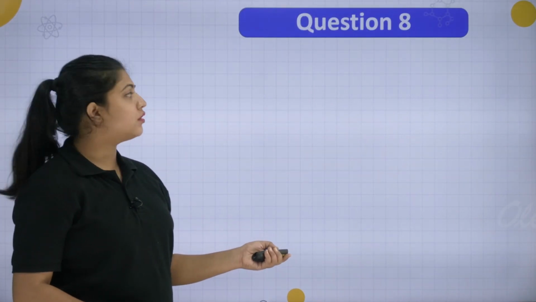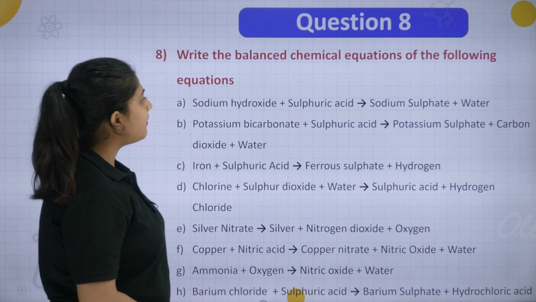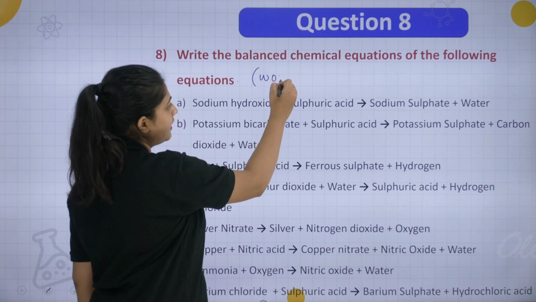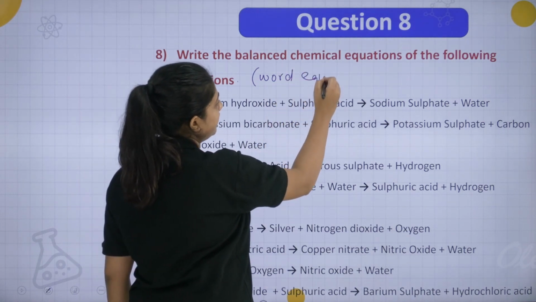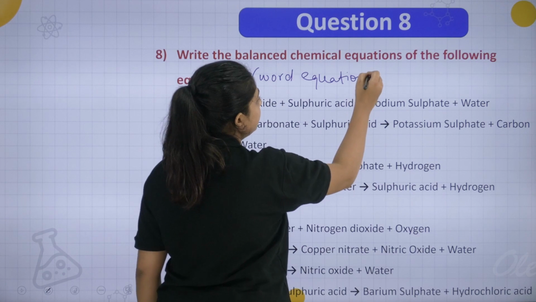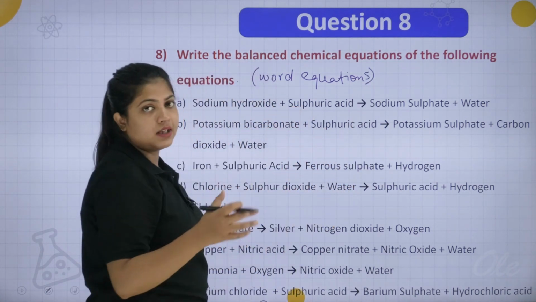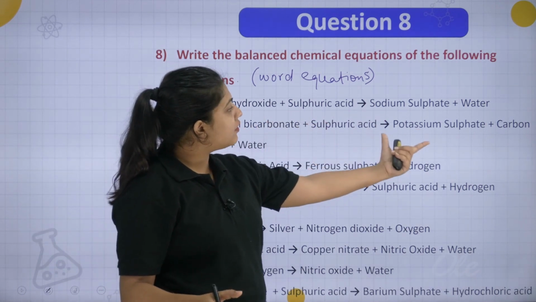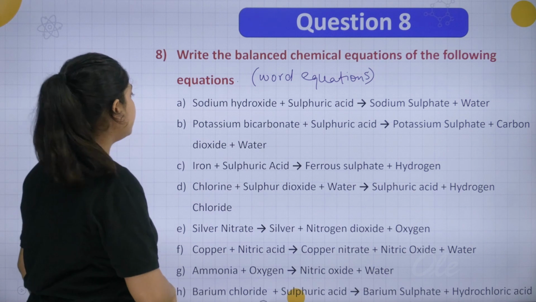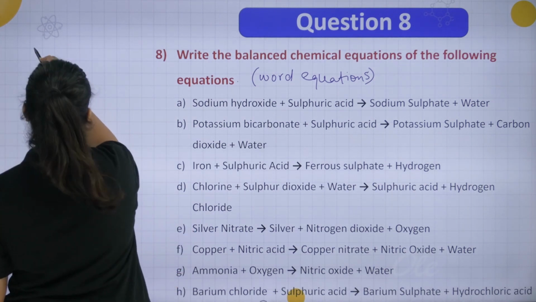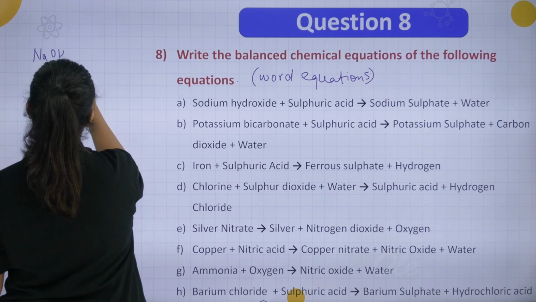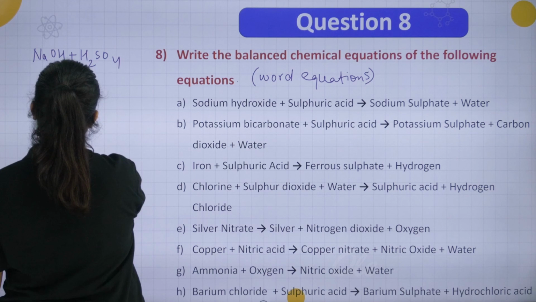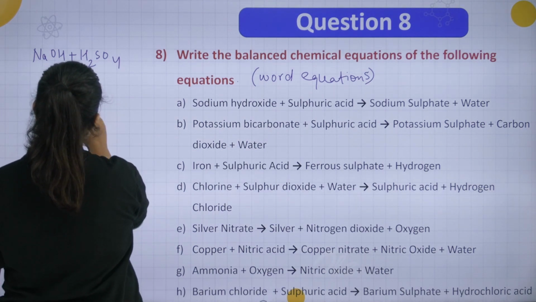Now let us talk about question number 8. Write the balanced chemical equation of the following equations. These are basically word equations that are given to you. You need to write the balanced chemical equations here, okay. Sodium hydroxide plus sulfuric acid gives out sodium sulfate and water. Here, sodium hydroxide means NaOH, sulfuric acid means H2SO4, sodium sulfate means Na2SO4, plus water.